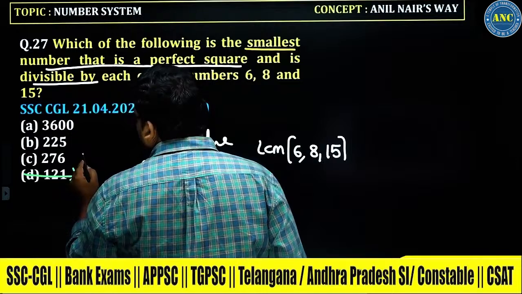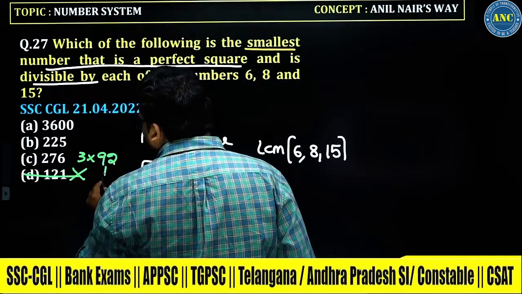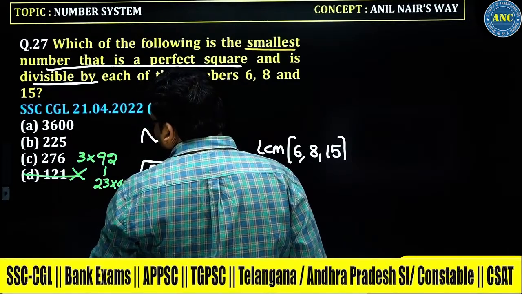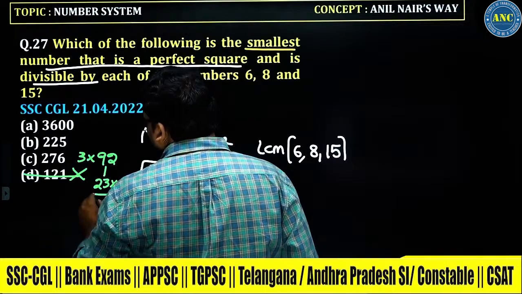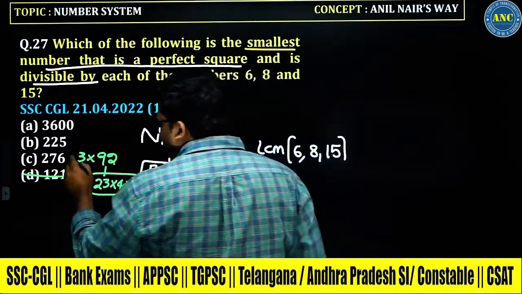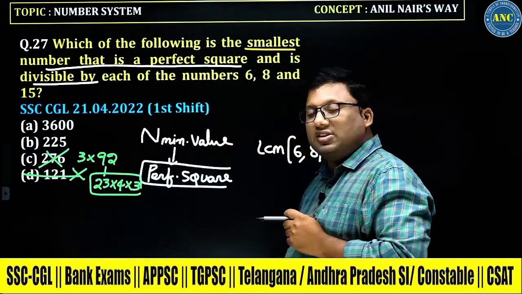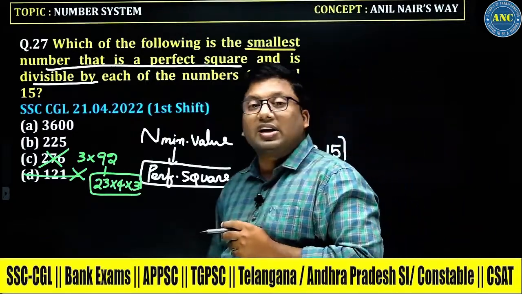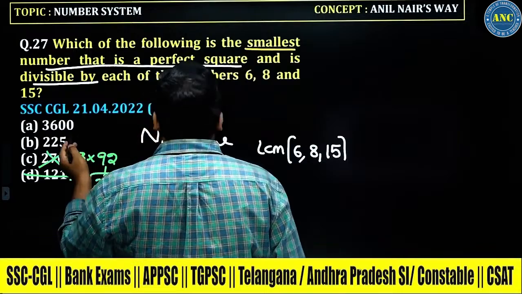Now 276. Factorization of 276: it is 3 into 92, and 92 is 23 into 4. So 23 into 4 into 3 is 276. The answer would be divisible by 23. If the answer is divisible by 23, at least one of the input numbers should be a multiple of 23. It is not there, so it is omitted.